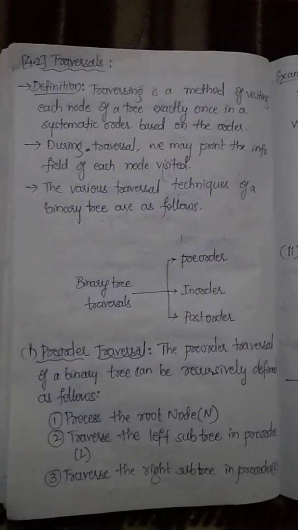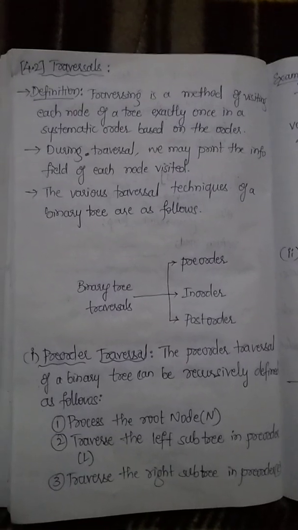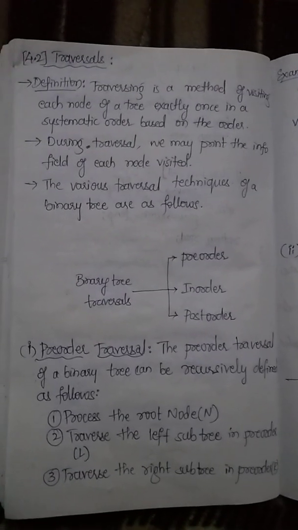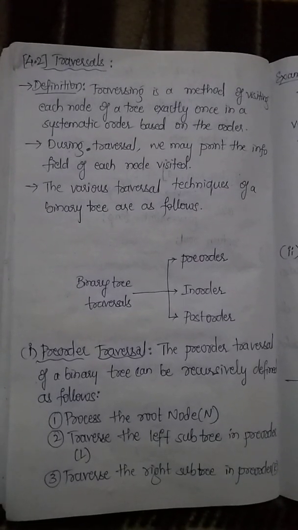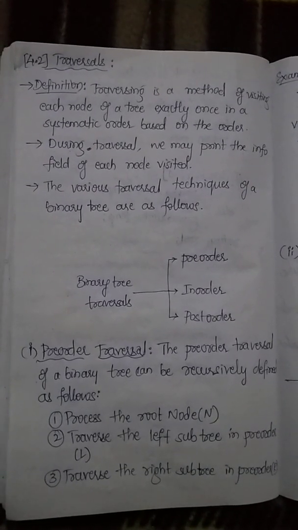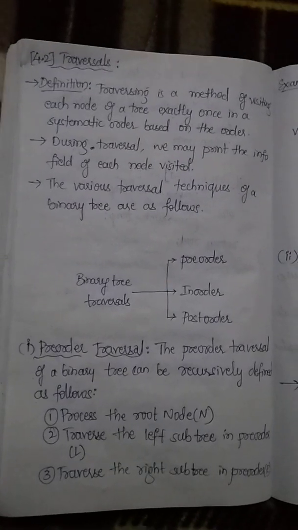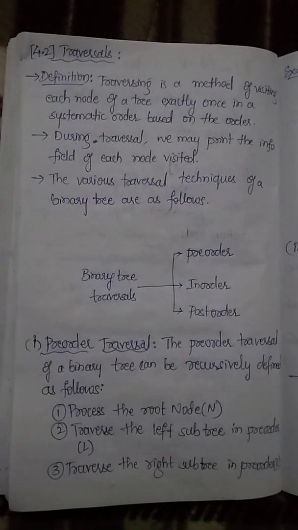Traversing is a method of visiting each node of a tree exactly once in a systematic order that has been mentioned, or else that order has been given. During traversal we also print the information field of each node that is visited.